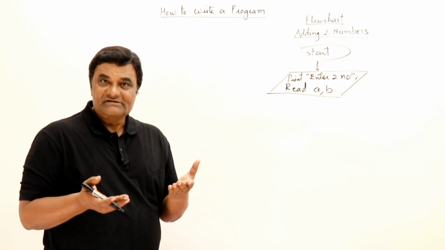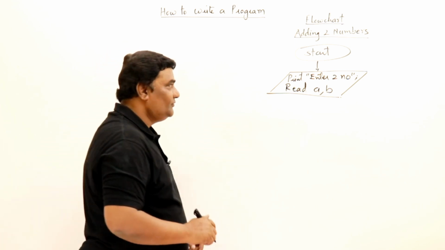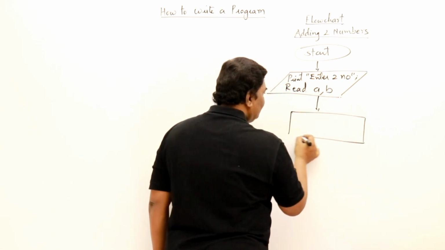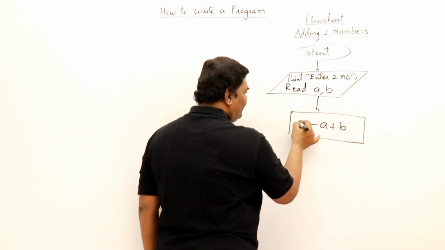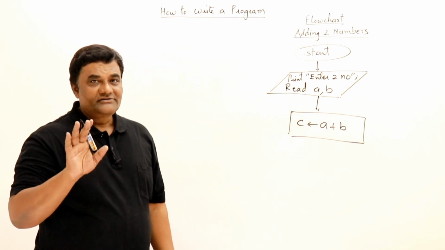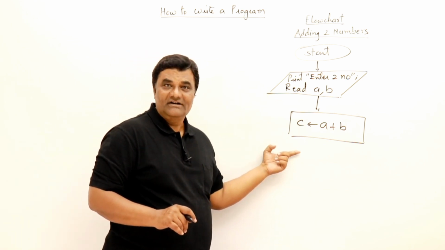Now I have two numbers, I can add them. So I can process. For process, a rectangle is used. So the next step is a process. So a rectangle is used. So I should add A and B, and the result I should store in some other variable. Now it is in C. Result is in C. So it means for any program, for taking input, you have to write this, and for process, you have to write like this.